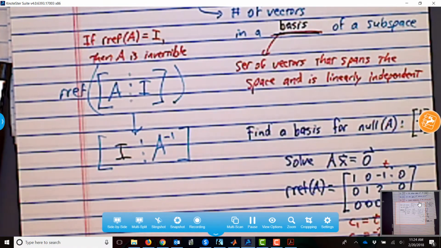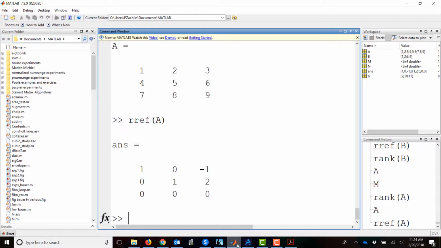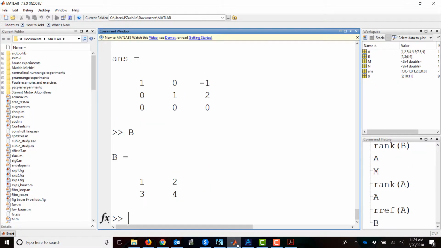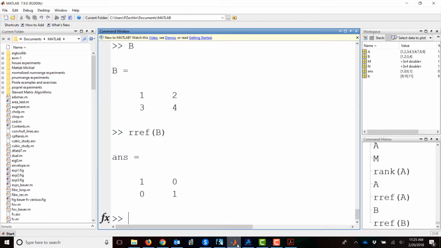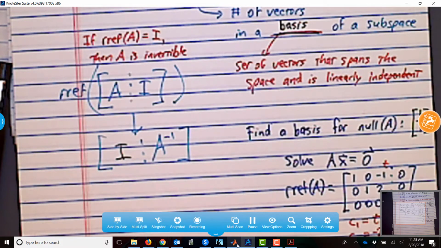But here's an interesting question. What about matrix B? If I reduce B to row echelon form, I get the identity matrix, right? So what's the nullity of B? 0. What does that mean? It means there's no vectors in the basis? That's a strange situation. So here's an exercise I want to do very quickly.